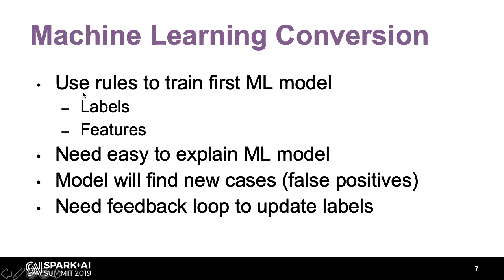So that's just us converting. We already have existing rules. We have the features. The features are going to be the inputs into the rule-based system. So that will be our first machine learning model. That's a pretty straightforward conversion.